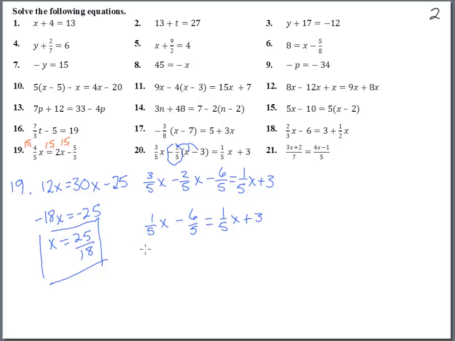Ooh, we could just subtract off the 1/5 x. We get negative 6/5 equals 3. Ooh, that never ever happens. That's bad news right there. Writing that down is kind of embarrassing. There is no solution. There's no x that will ever make that true.